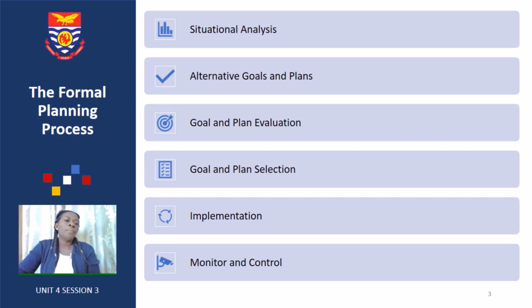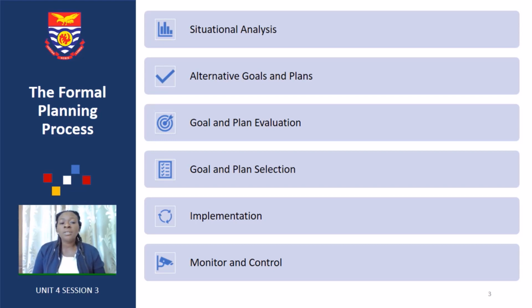And when we're looking at the formal planning process, there is a need for us to look at the situational analysis, alternative goals and plans, goal and plan evaluation, goal and plan selection, implementation, monitoring, and control. Starting with the situational analysis, don't forget that there's nothing like one plan fits all. Once the situation changes, the plan should change. So if you are doing any good plan, you need to critically analyze the situation at hand to be able to affect the kind of plans you go in for.